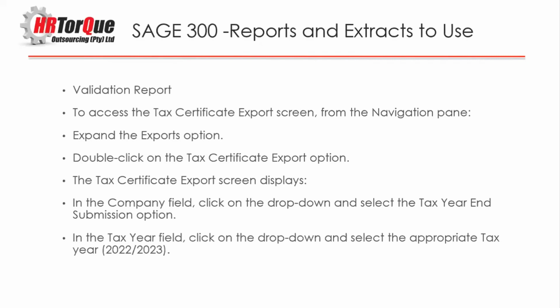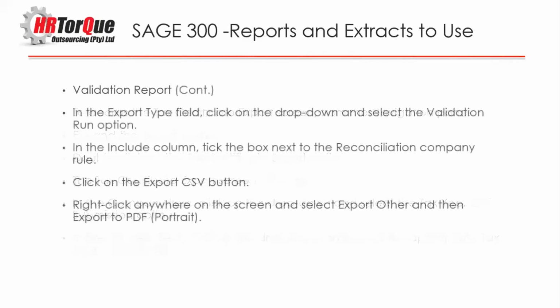We've got a little screenshot of that a little bit later, so don't try and follow along directly in what I'm saying. Basically, we find the tax certificate export option, we select our company, we select our tax year, and then we've got some options that we can choose. At this stage, we want to have a look at validation, so we're going to select the validation run option to reconcile the validation, and then click on export. Once the report is run, we can right-click on it anywhere and save that PDF.